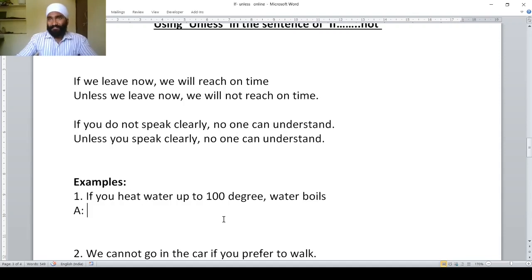Another example, if it rains, trees will become wet. So in this sentence also you can use both the sentences simple present. Now let us come on our unless part. How to use unless in such a sentence.